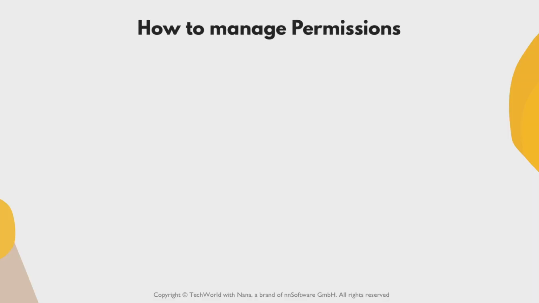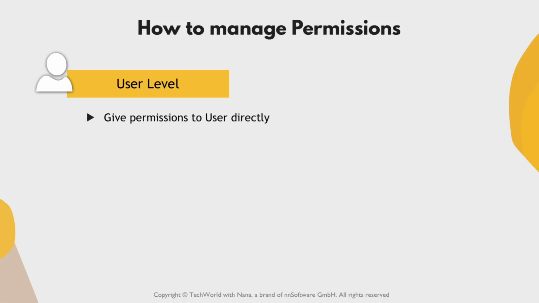Now, how do we manage permissions for users on Linux systems? We can manage permissions on 2 different levels. The first one is we can give permissions to users directly. So we can say, a new user, Nana, will have a permission to install applications on the system. She will have a permission to execute commands with super user privilege, etc. So we can do that per user.